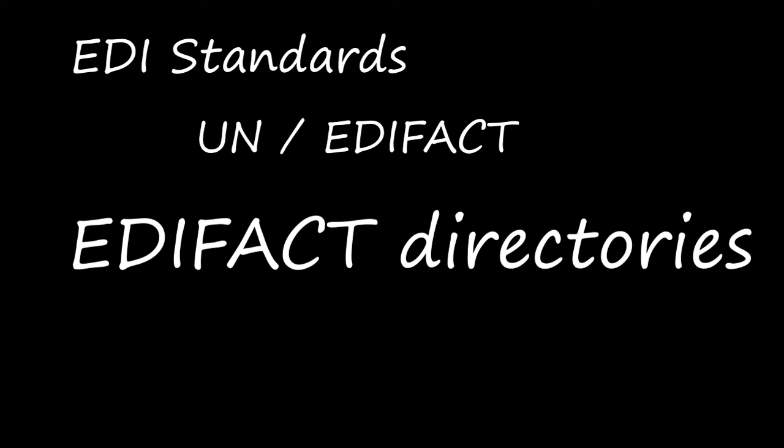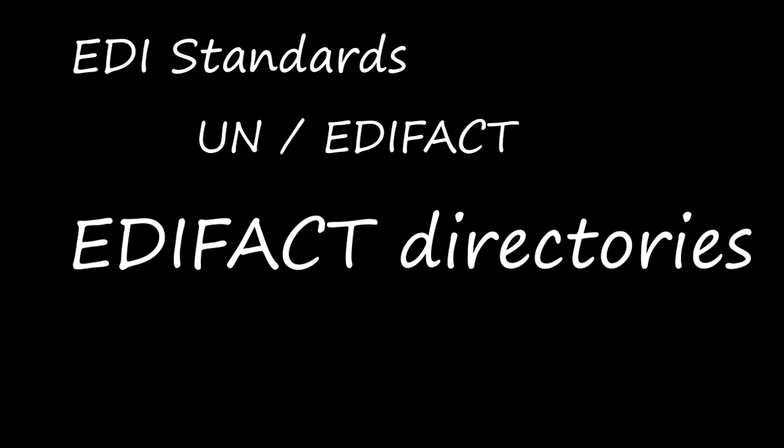EDIFACT directories have names like D.18B. It is like a version, right? D stands for directory, 18 is the year, and A or B will be there. It will indicate the month of release. Here the EDIFACT versions are also called directories.